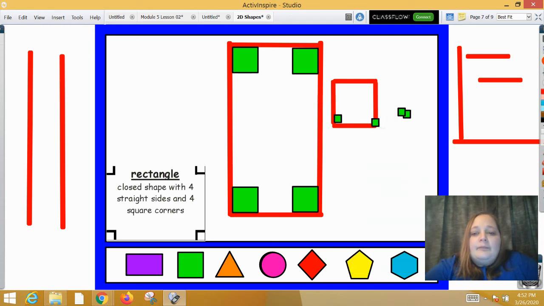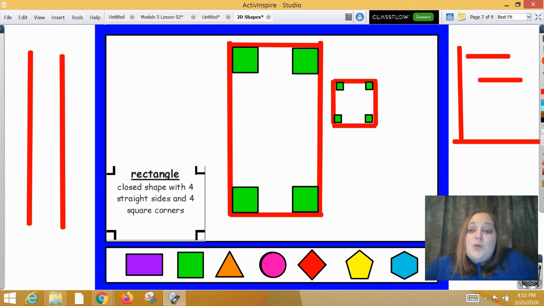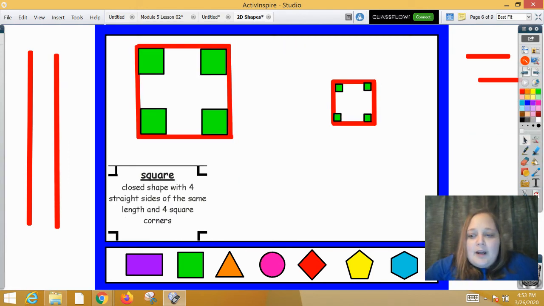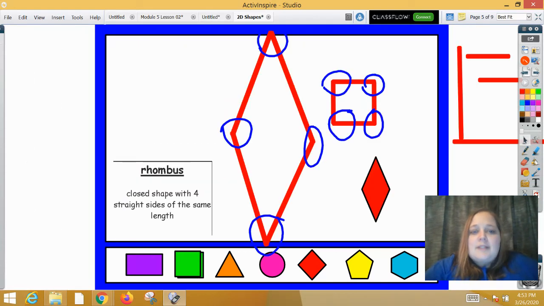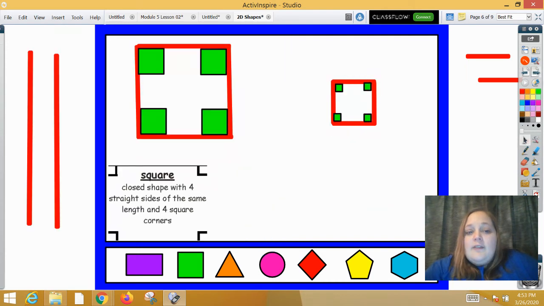1, 2, 3, 4. It does. It has 4 square corners and 4 straight sides. So this is a rectangle? Now, wait a minute. I thought you told me that this last slide, it was called a square. And then I thought you told me on this last side, it was called a rhombus. So you're telling me that a square can be a square, it can be a rhombus, and it can be a rectangle? It can be 3 different things? Well, guess what? You are right. It can be 3 different things.